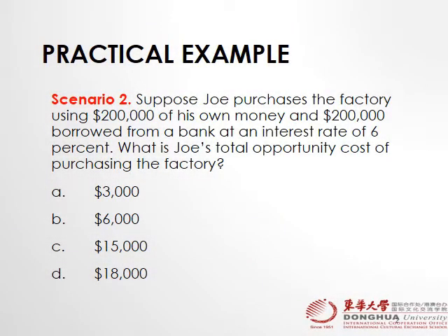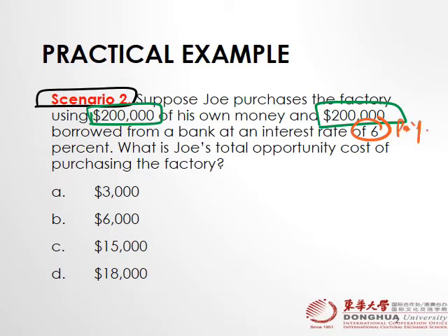So practical example, scenario 2, in continuation of scenario 1 of Joe's example. I just want you to pause the video and solve it, and then we solve it together to discuss the answer. Okay, let me read the question. Suppose Joe purchases a factory using 200,000 of his own money and 200,000 borrowed from the bank, paying 6% interest because he borrowed, so that's why he will pay interest.